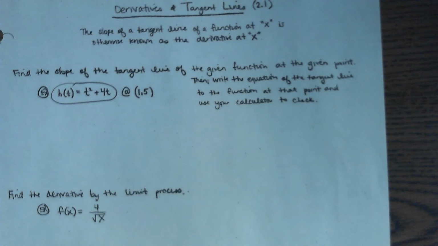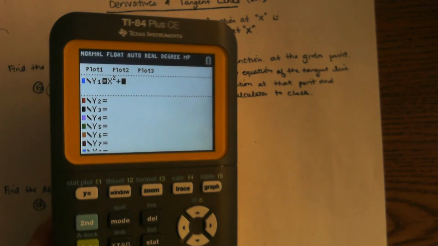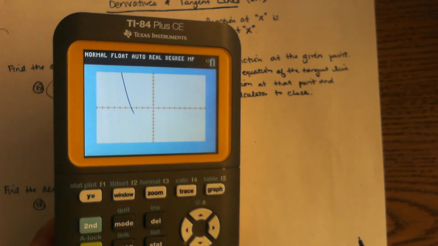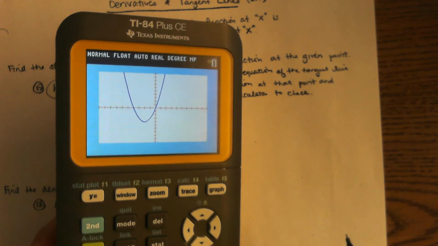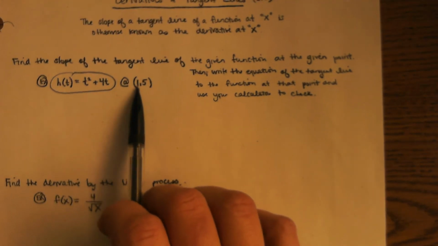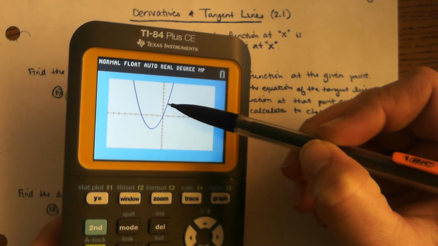T squared plus 4t. Whoops. X squared plus 4x. There's our image of the function, and we're going to look for the slope of the function, or the slope of the tangent line at (1, 5), which is up here somewhere.